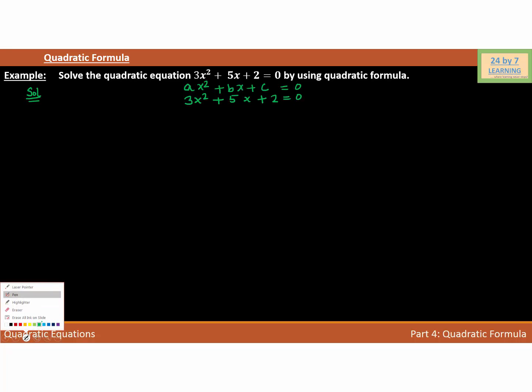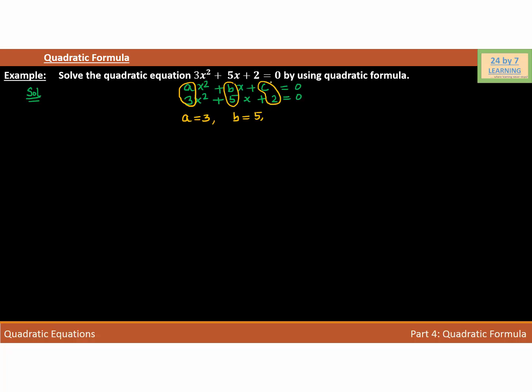Now I'm going to compare these two equations. As you can see, my a is basically 3, so I can write a is equal to 3. My b is 5, so I will write b is equal to 5, and my c is 2, as you can see from here, so I will write c is equal to 2.